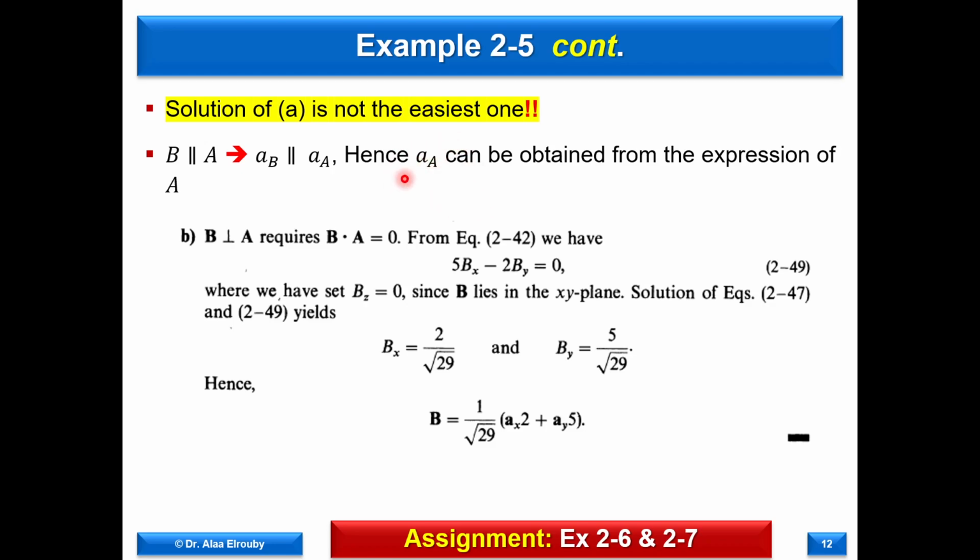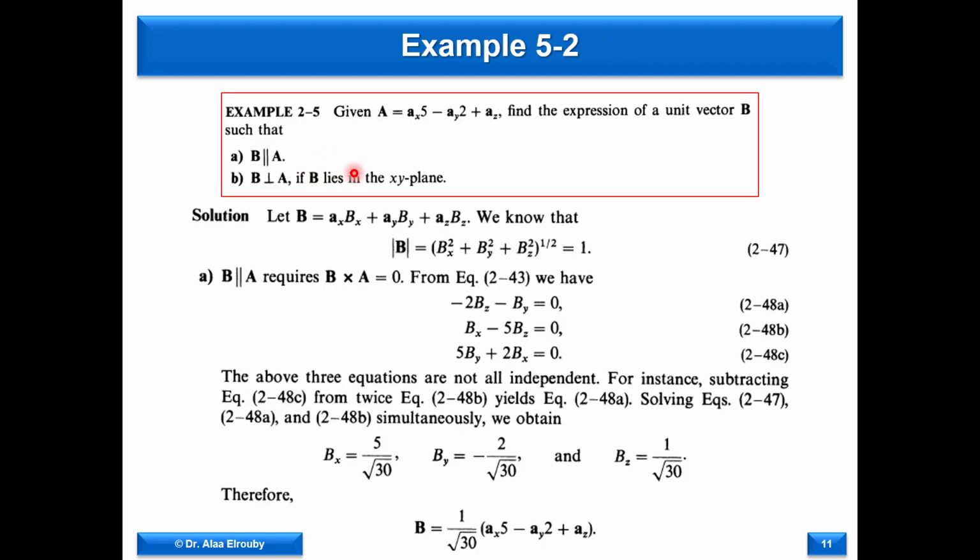So we solve this problem by finding a_a. When you find a_a, just divide a by its magnitude. The magnitude is the square root of 25 plus 4 plus 1, which is the square root of 30. So it is 1 over the square root of 30 multiplied by (5 ax minus 2 ay plus az). So this is the solution without going into the hassle of trying to solve these equations together.